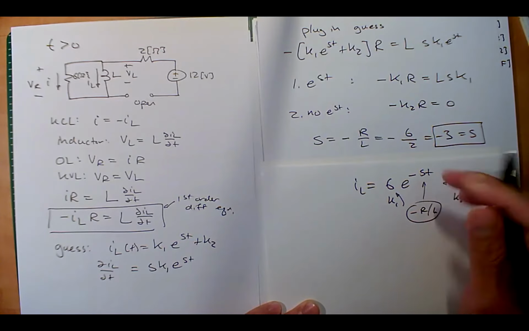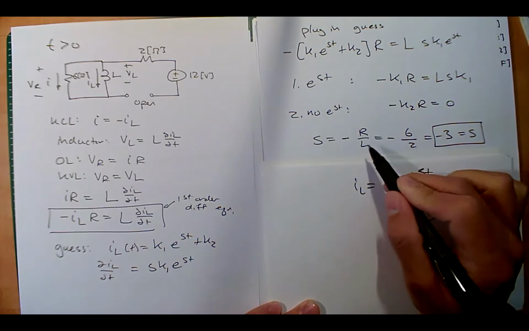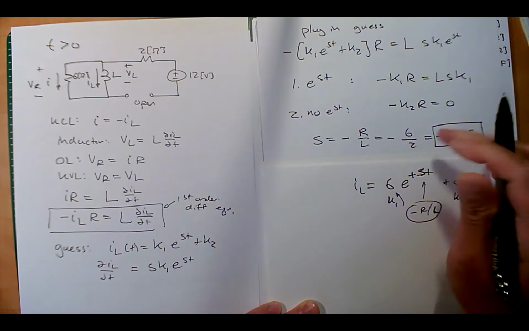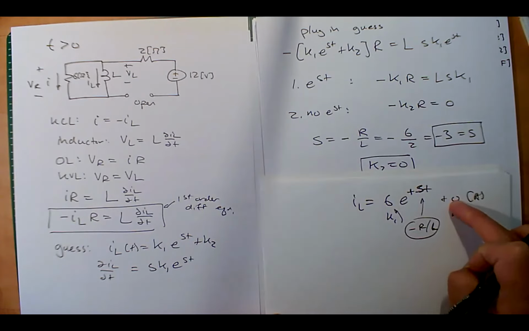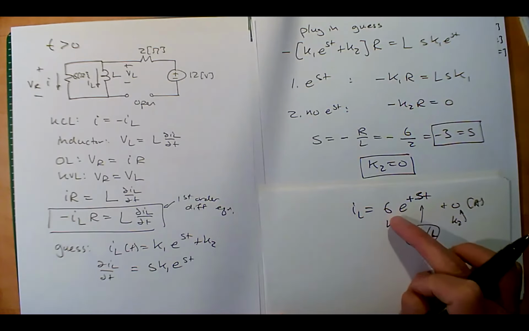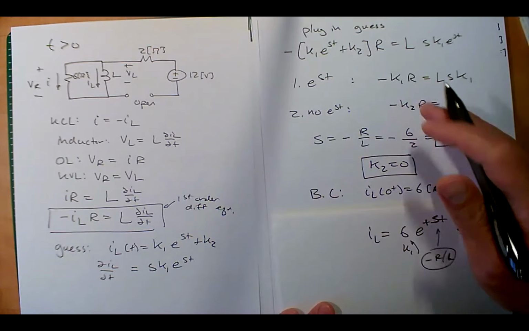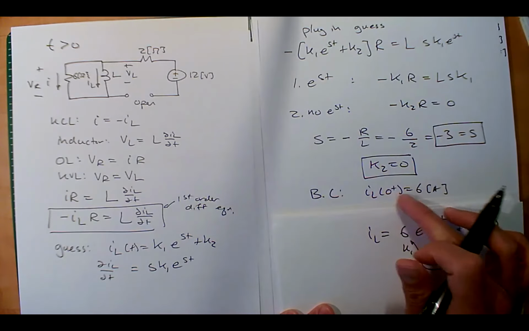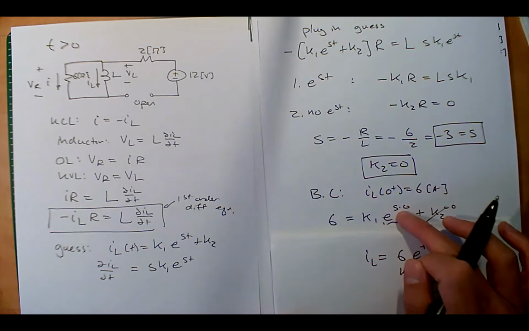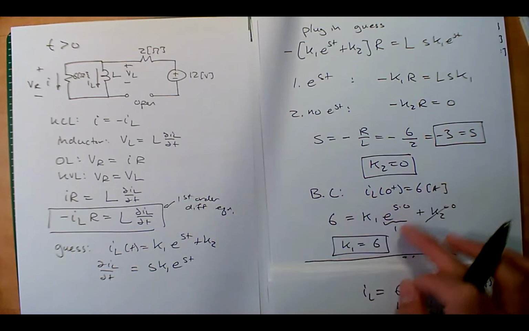Good. Okay, I should actually make that positive. S is negative R over L. Yes. And so this actually ends up being -3. What is K2? That ends up being 0. Fantastic. We're almost done. We still got to solve for K1. We think it's going to be 6, but let's just confirm for sure. We look at our boundary conditions. IL of 0 plus is 6. If we plug a 0 into our answer, 0 and 6 here, sure enough, K1 has to be 6.